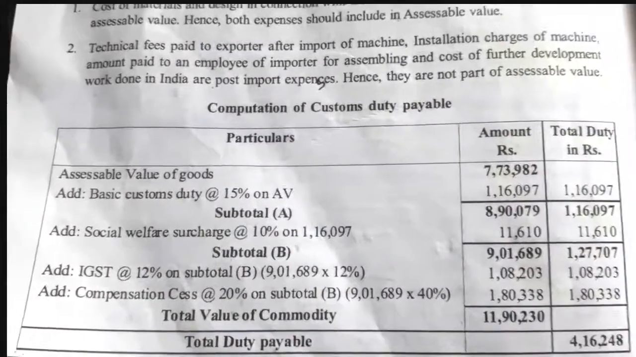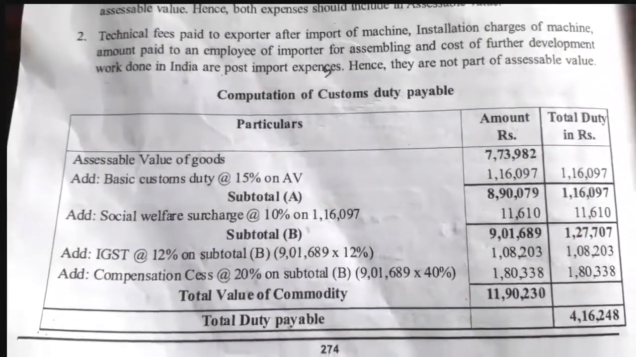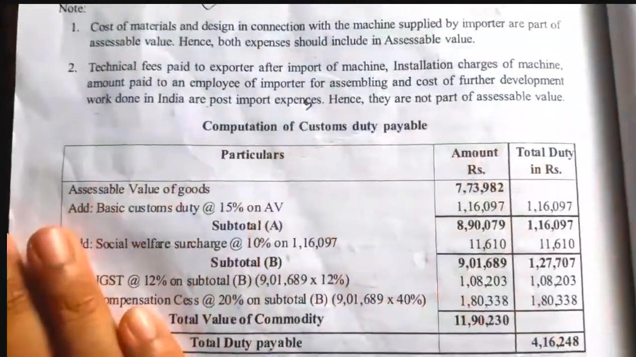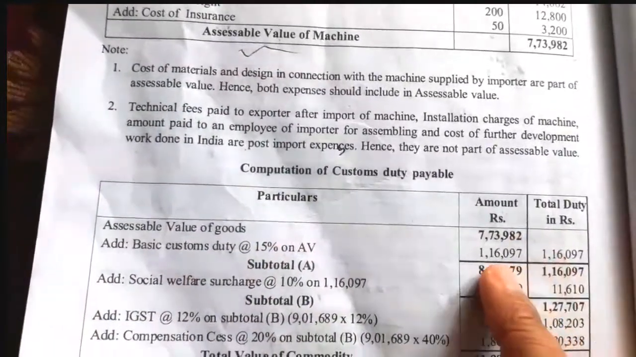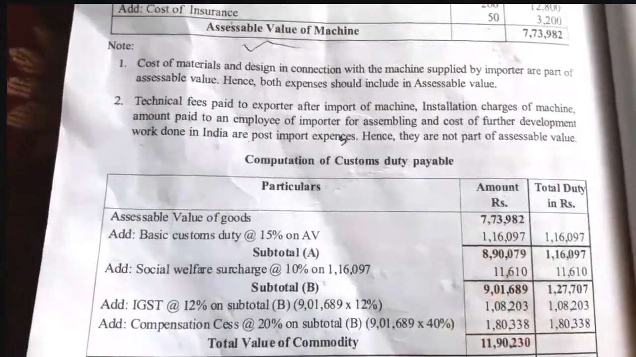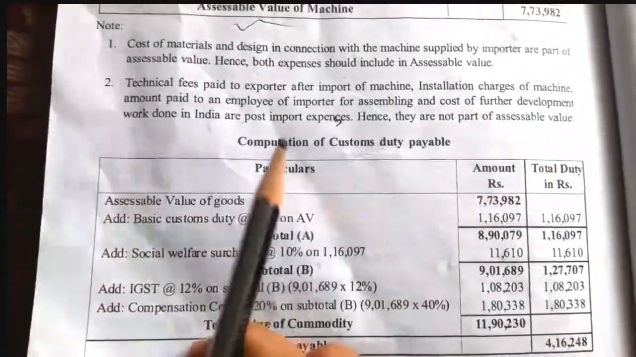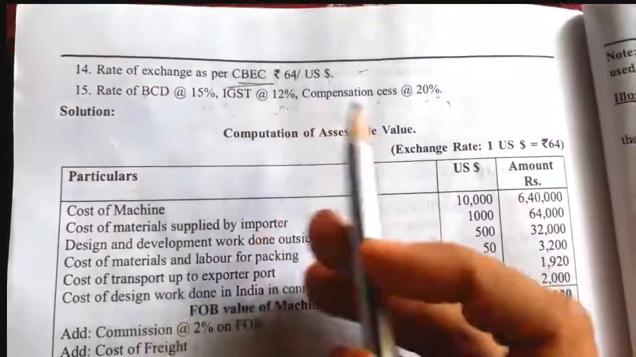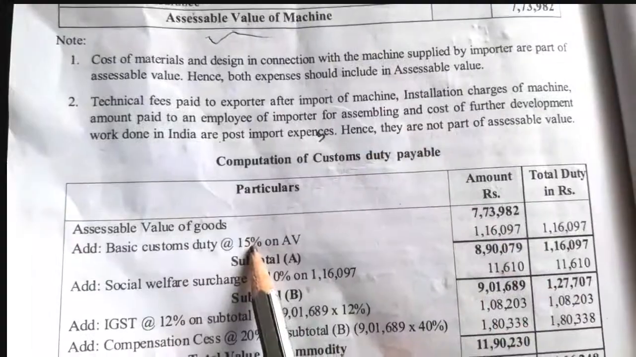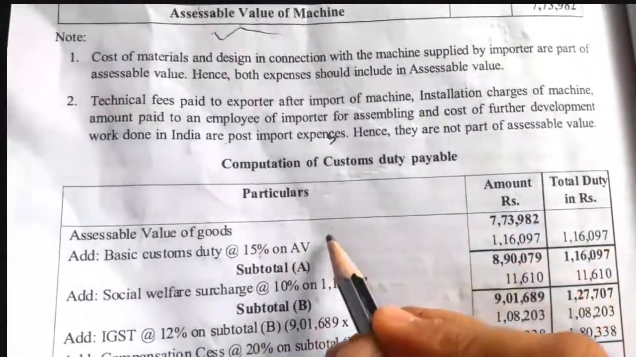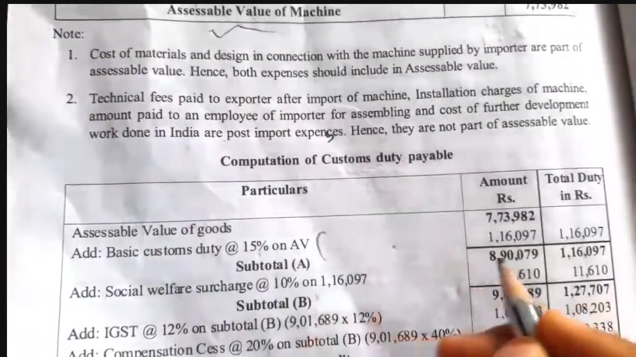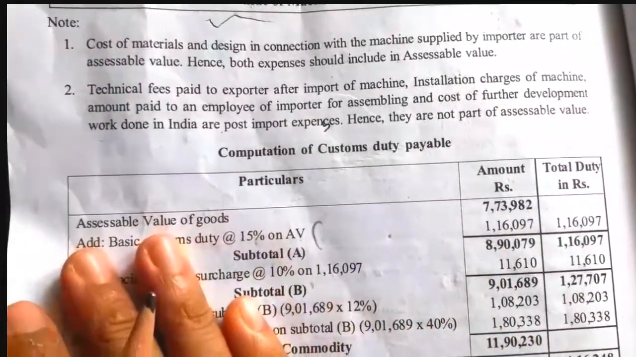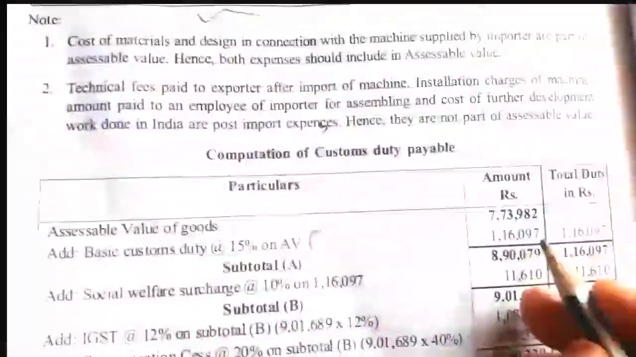So here, particulars and two columns. First column is amount and second column is the total duty in rupees. So we have to take the assessable value first, that is 7,73,982. Next we have to add BCD, basic customs duty, that is here they have given 15% on assessable value. So show the calculation: 7,73,982 into 15%. So that is equal to 1,16,097 in both the columns.